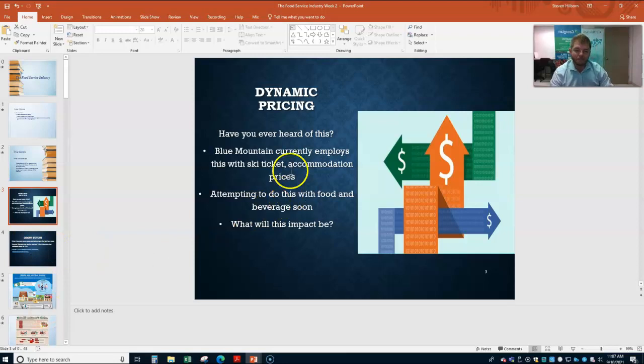So what they're doing now, Blue Mountain, is that they're doing this with food and beverage, which means if you go to a restaurant that Blue Mountain runs at 2 p.m. in the afternoon, let's say you get a chicken club sandwich for $15. If you go at 5 p.m. or 6 p.m., that same chicken club sandwich will now cost you $18, because based on the amount of people wanting to eat at 6 p.m., there are more, we're going to charge you more per item.